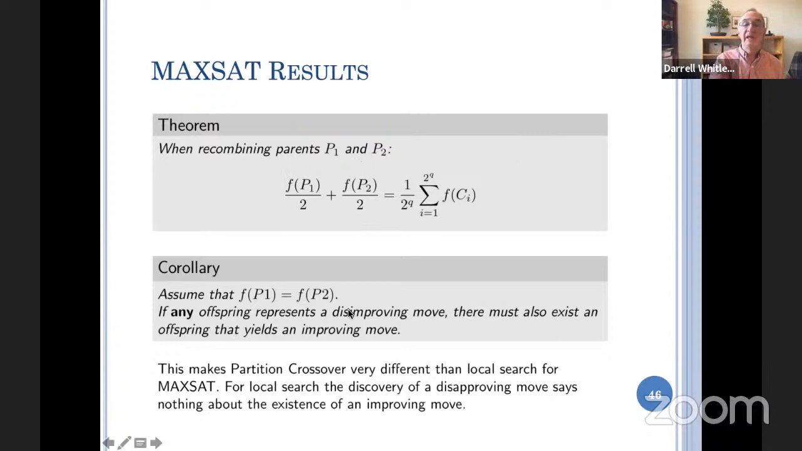And so this makes partition crossover very different than local search, because in local search, if you have a disimproving move, it says nothing at all about finding an improving move.